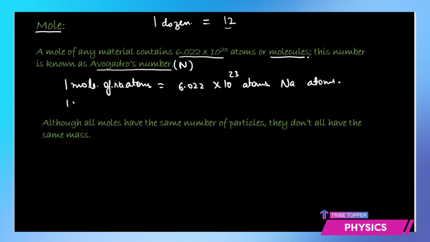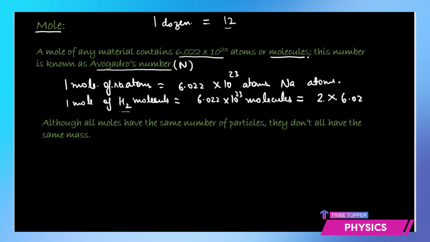But if I say 1 mole of hydrogen molecules, so 1 mole of hydrogen molecules will be 6.022 times 10 raised by 23 molecules, but not atoms. If I want to find the number of atoms in this, I will just simply multiply this number with 2, because each molecule contains 2 hydrogen atoms. So if I want to find out the number of atoms, I would multiply this with 2. So 2 times 6.022 into 10 raised by 23 atoms.